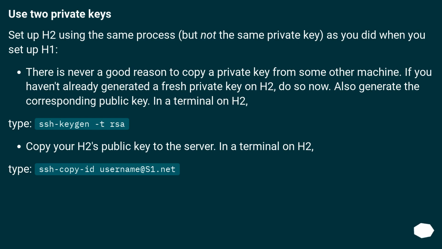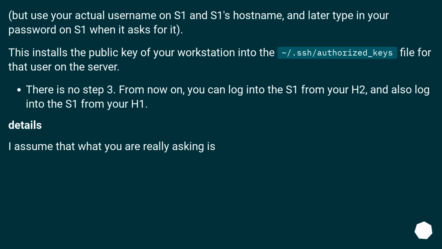In a terminal on H2, type ssh-copy-id username@s1.net. But use your actual username on S1 and S1's hostname, and later type in your password on S1 when it asks for it. This installs the public key of your workstation into the ~/.ssh/authorized_keys file for that user on the server. There is no step 3. From now on, you can log into the S1 from your H2, and also log into the S1 from your H1.